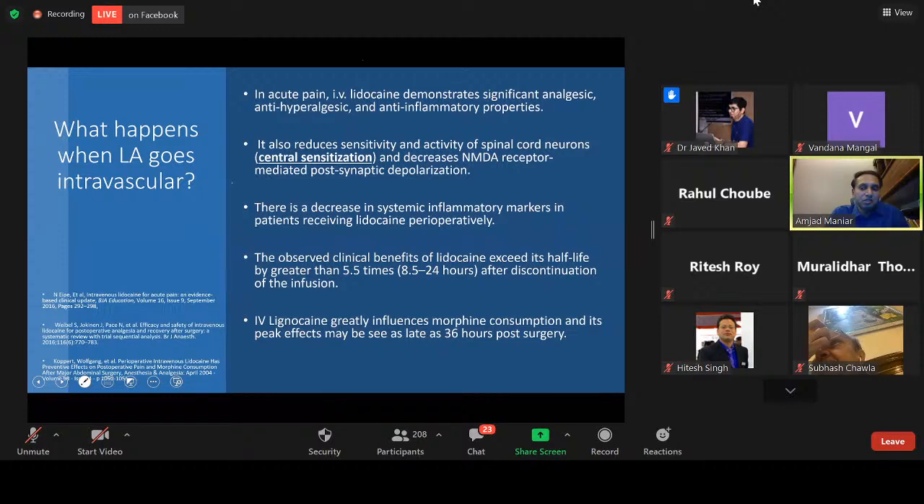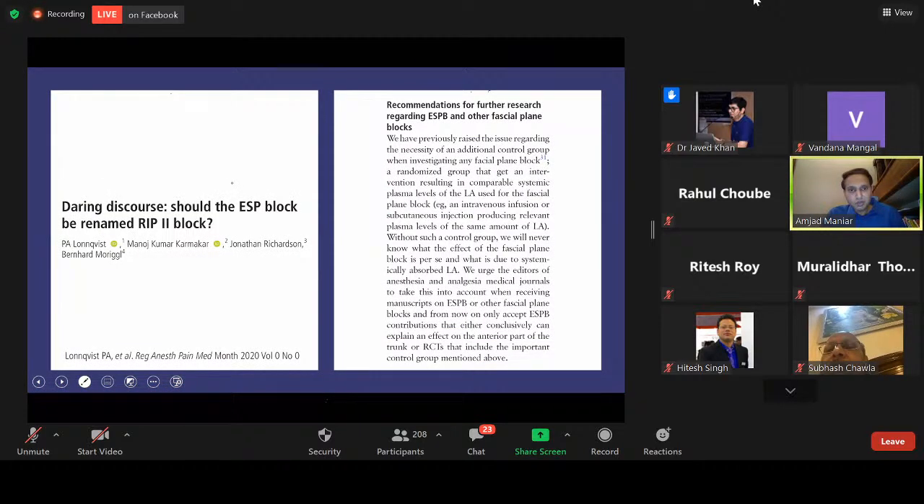Last month in Daring Discourse of RAPM, there was a bit of a riffraff happening, and this was a letter written by Dr. Longquist and Professor Karmakar regarding the erector spinae plane block and other fascial blocks in general. They shared the same thinking that there are systemic plasma levels of local anesthetic when you use it in a fascial plane block. And they proposed that future studies looking at analgesia from fascial plane blocks must take into consideration and measure the systemic local anesthetic levels, because they also felt that this creates some amount of analgesia.